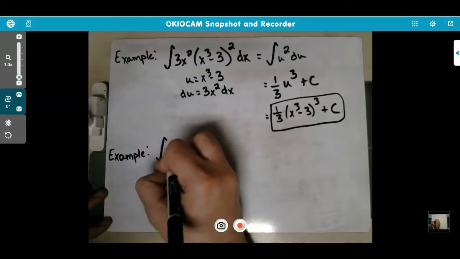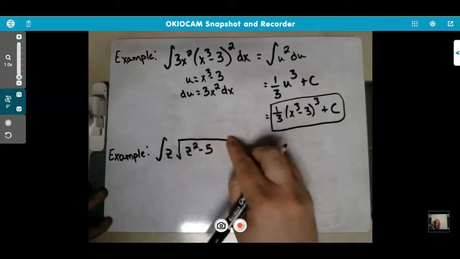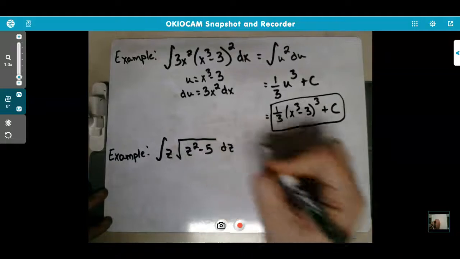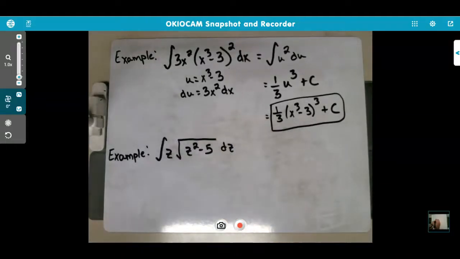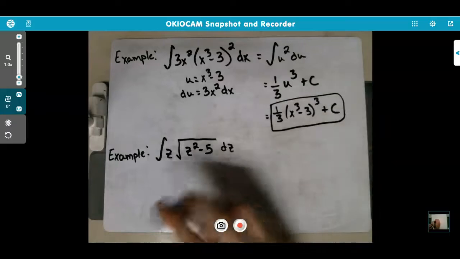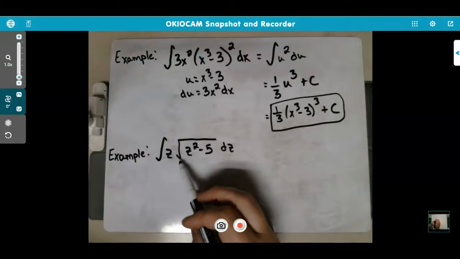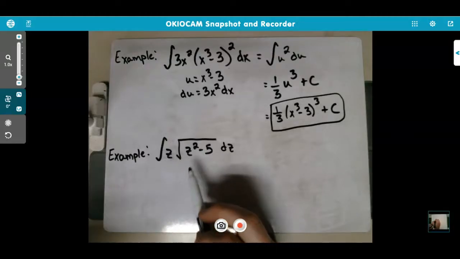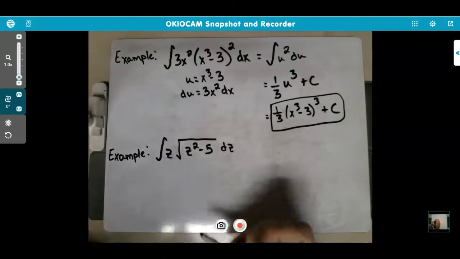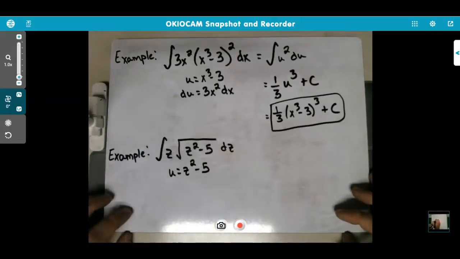Integral of z times the square root of z squared minus 5 dz. Now here, this looks really hard, right? Because I have z times a square root with some z's in it. There's just a lot of terms here, so just like we said right up here, it would be helpful if I can rewrite this so that it's not that bad, right? So since I have the square root of some stuff, it would be nice if my u could be that stuff. So let's let u be equal to z squared minus 5 and see what I can do there.